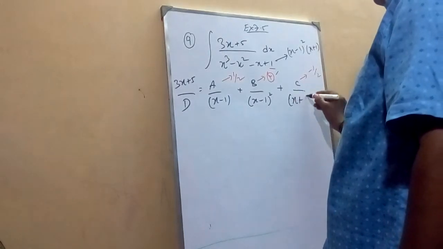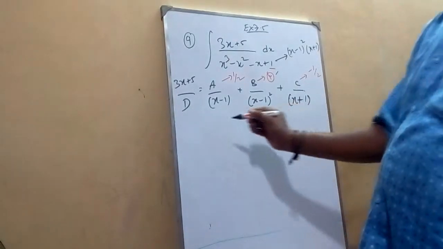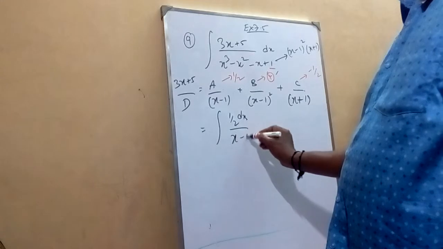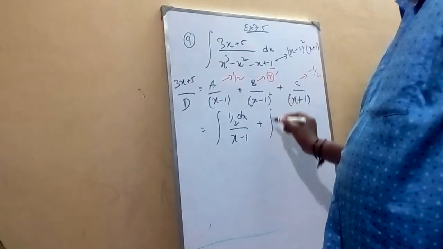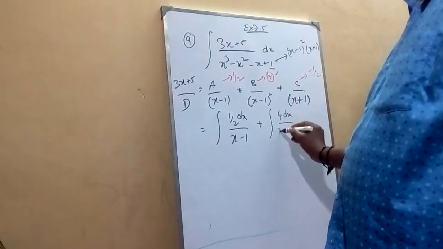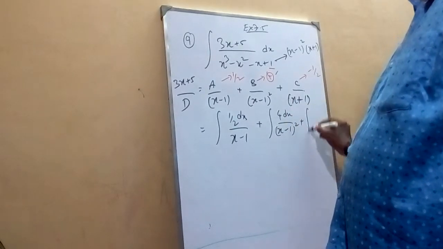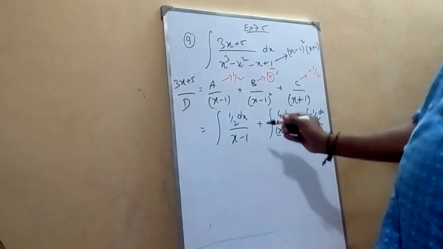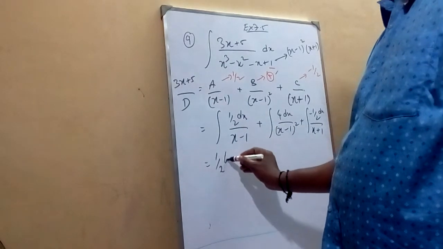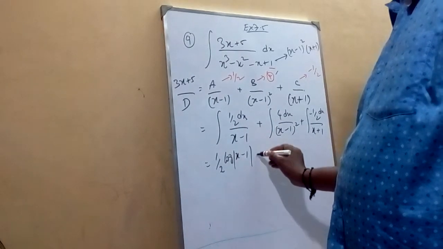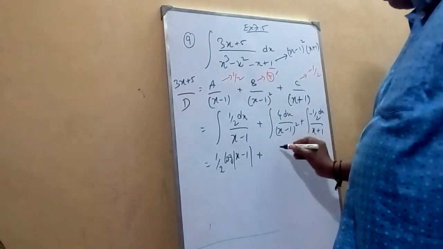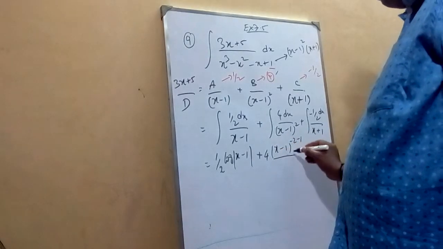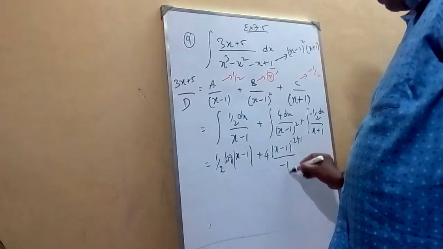X minus 1, this is x plus 1. Okay, so here it has become integral of half dx by x minus 1, plus b is 4, dx by x minus 1 the whole square, plus minus half dx by x plus 1. So this is half log of modulus x minus 1. See here it is x minus 1 the whole power minus 2, so x to the power minus 2 plus 1, 4 is outside.